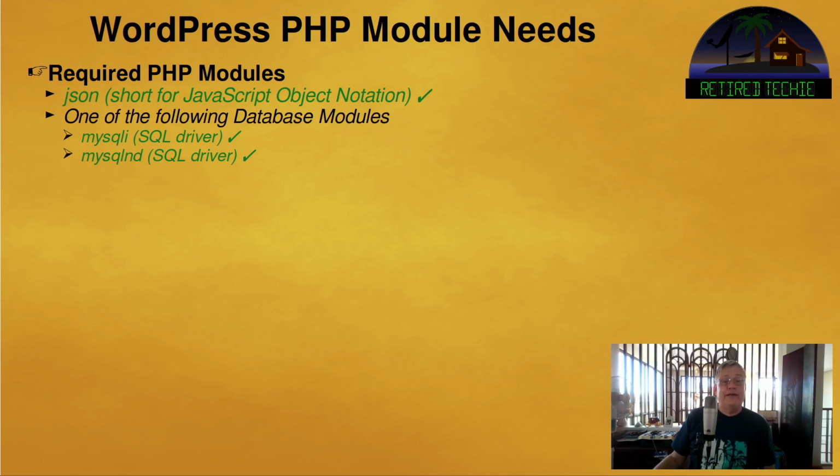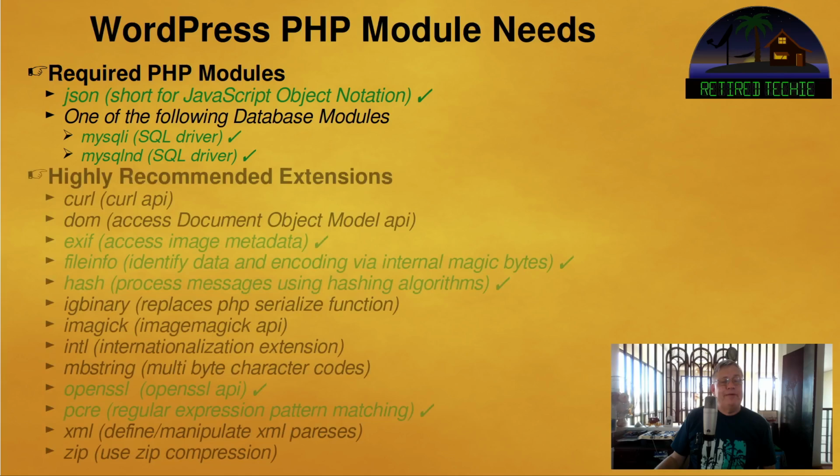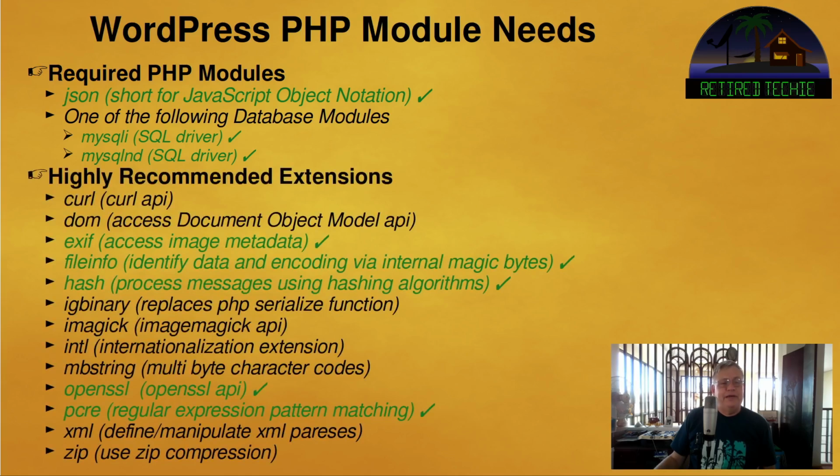We need one of the following database modules. We installed PHP MySQL last video, so both MySQLi and MySQLnd are installed already on our server. Now we get to the highly recommended. And again, none of these are too terribly big, so I'm going to go ahead and install as many as I can figure out. So curl, these are going to be php-curl or php-dom, DOM.